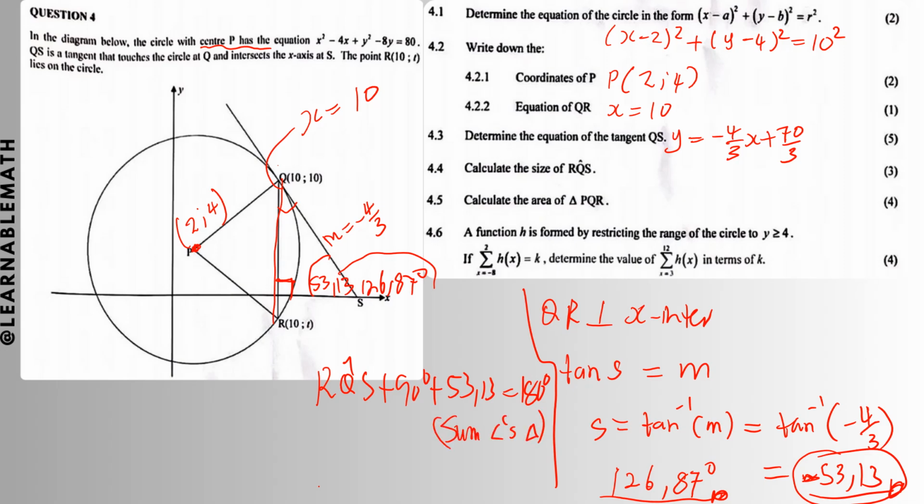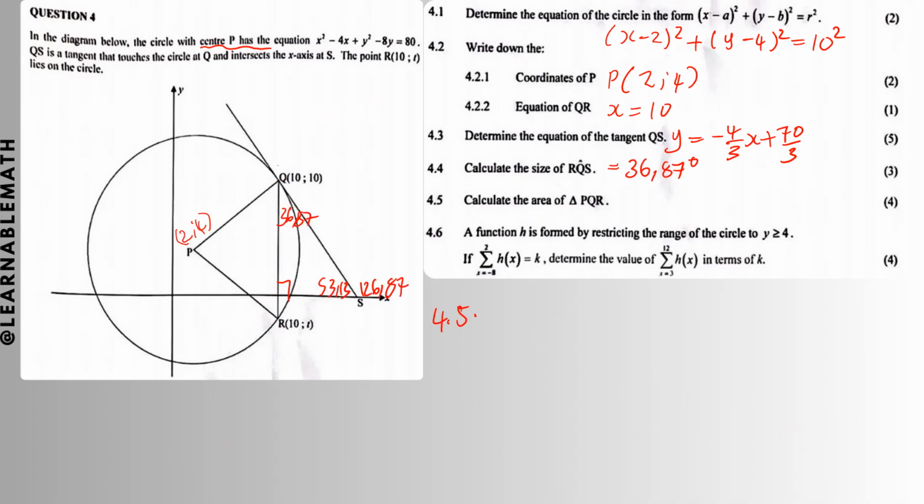Sum of angles of a triangle, they add to 180. Then 180 minus 90 minus 53.13, we can get angle RQS. Angle RQS will be equal to 36.87 degrees. Okay, I hope you find that helpful. Let's quickly go to 4.5 now.